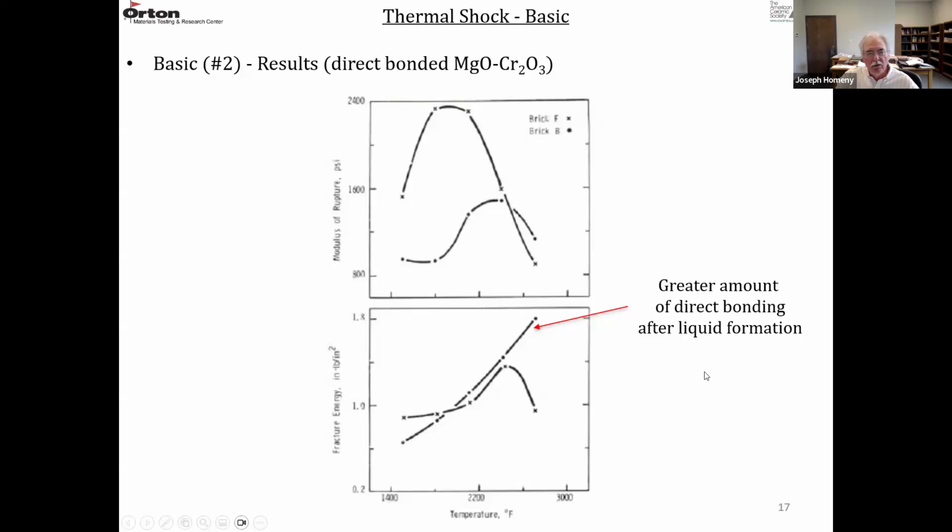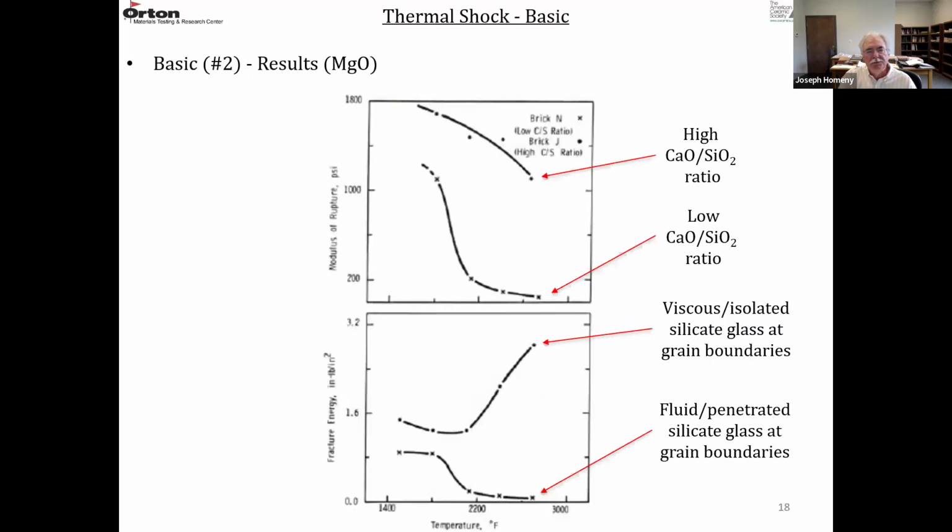These mag chrome bricks tend to have a great deal of impurities in them. So their strength, and in this case the work of fracture, fell off where the silicates became less viscous. And if there's more direct bonding, this one maintained a pretty good work of fracture. This is brick N and J for the magnesite materials.